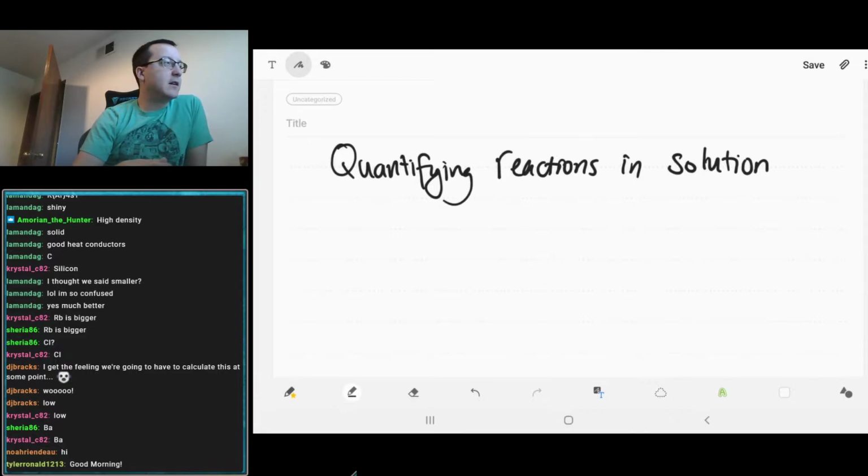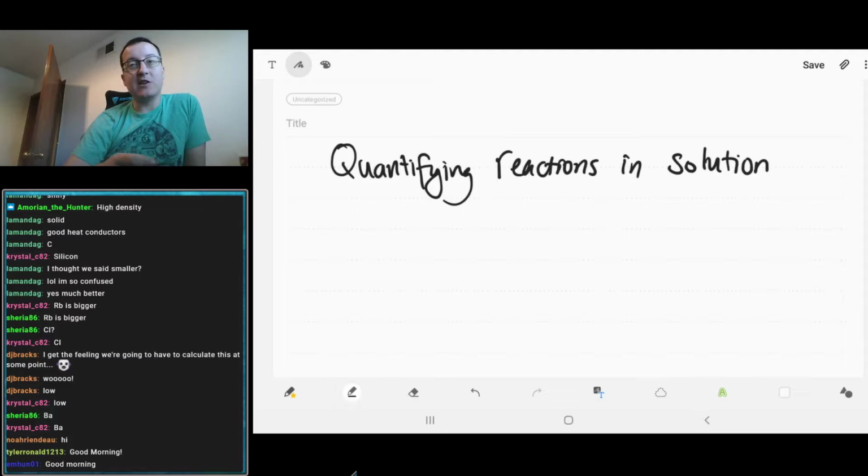This is going to be our last day in chapter 4. We may start on chapter 5 today, depending on how quickly we're going through this stuff. Otherwise, we will be starting chapter 5 tomorrow. So, exciting stuff. Today we're going to be talking about doing math now with some of these things in solution.